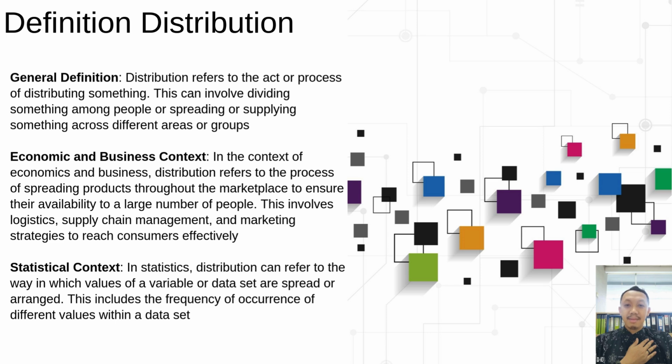2. Economic and business context. In the context of economics and business, distribution refers to the process of spreading products throughout the marketplace to ensure their availability to many people. This involves logistics, supply chain management, and marketing strategies to reach consumers effectively. 3. Statistical context. In statistics, distribution can refer to the way in which values of a variable or data set are spread or arranged. This includes the frequency of occurrence of different values within a data set.